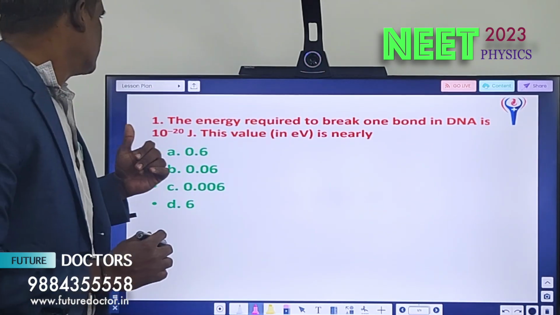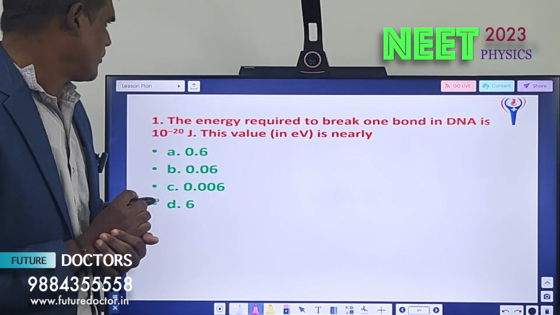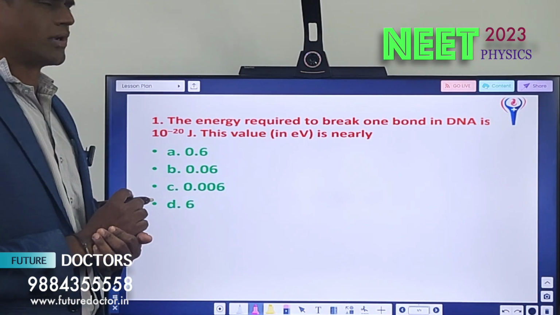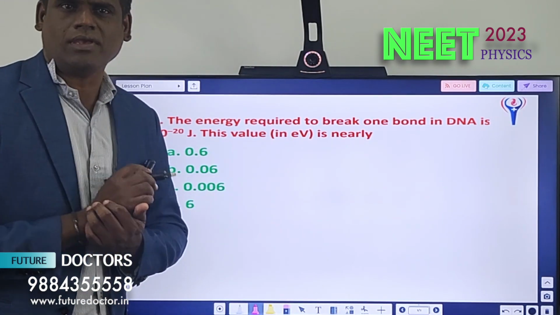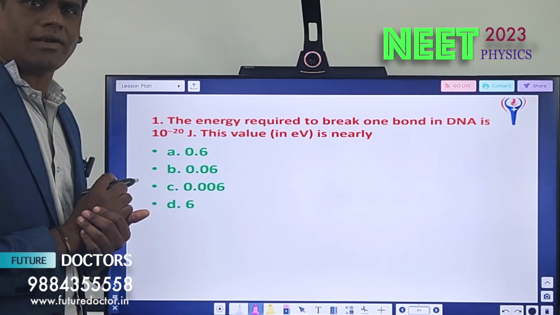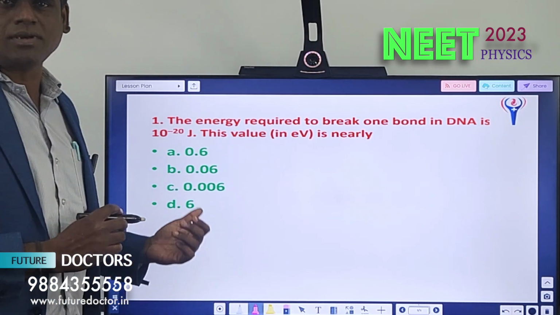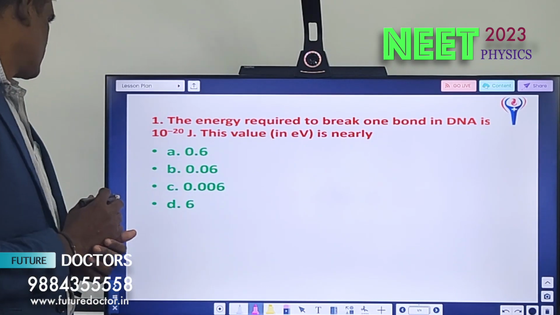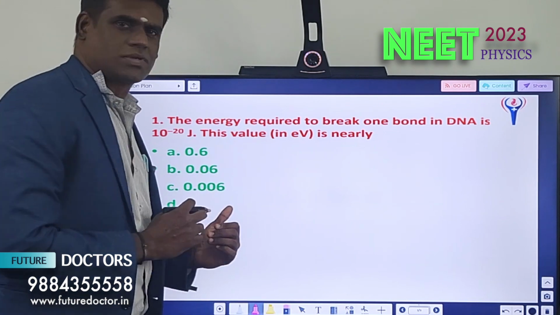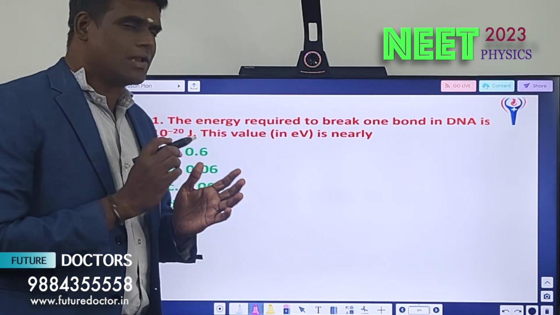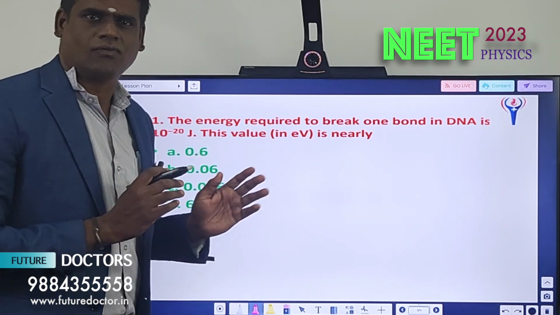Question number 1. The energy required to break one bond in DNA is 10 power minus 20 joules. This value in eV, what is eV? Electron volt, is nearly dash. Option A 0.6, B option 0.06, C option 0.006, D option 6. So by knowing the relationship between joules and the eV, electron volt, you are able to find the solution of this.